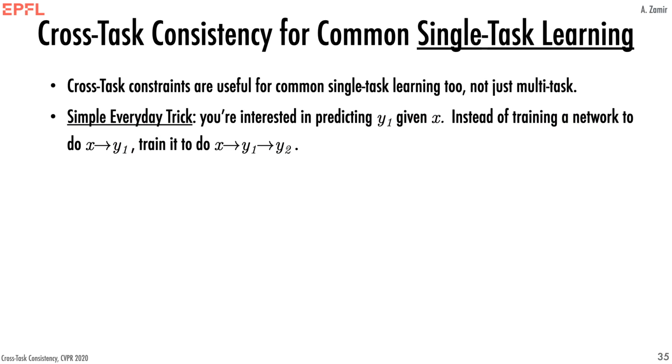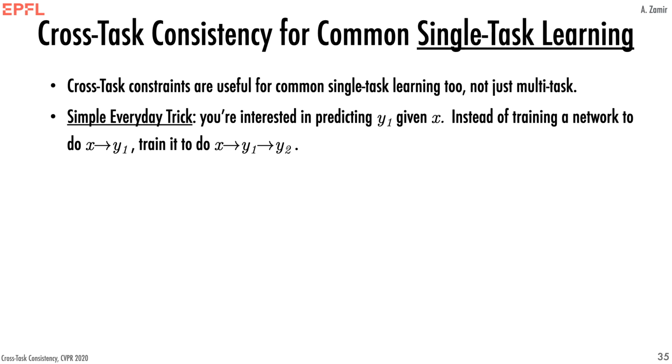All right, this is also an important practical point. So this idea is not useful just for multitask learning, but also single-task learning. So here's a simple trick that you can use. Let's say you're interested in predicting some Y1 domain given X. Instead of training a network to do just X to Y1, that's what we typically do, train it to do X to Y1 to Y2, using the method that we describe in the paper. You will actually end up with better results for your Y1 prediction, because Y1 to Y2 acts as an additional loss for you, something beyond the standard loss that you use. It projects it then to another domain and also makes sure that the prediction that you have for Y1 is consistent with that, besides the existing losses that you have.